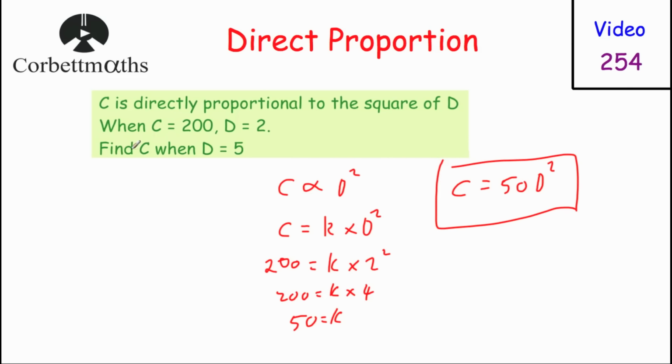Okay, so the next part of the question says, find c whenever d is equal to 5. So d is equal to 5. So c is equal to 50 multiplied by d squared. But d is equal to 5, so we're going to have c is equal to 50 multiplied by, and instead of d squared, it's going to be 5 squared. Now remember our order of operations, we have to do squaring before we do any multiplication. So 5 squared is 25, so c is equal to 50 multiplied by 25. And then finally, 50 multiplied by 25 is 1,250, and that's it.